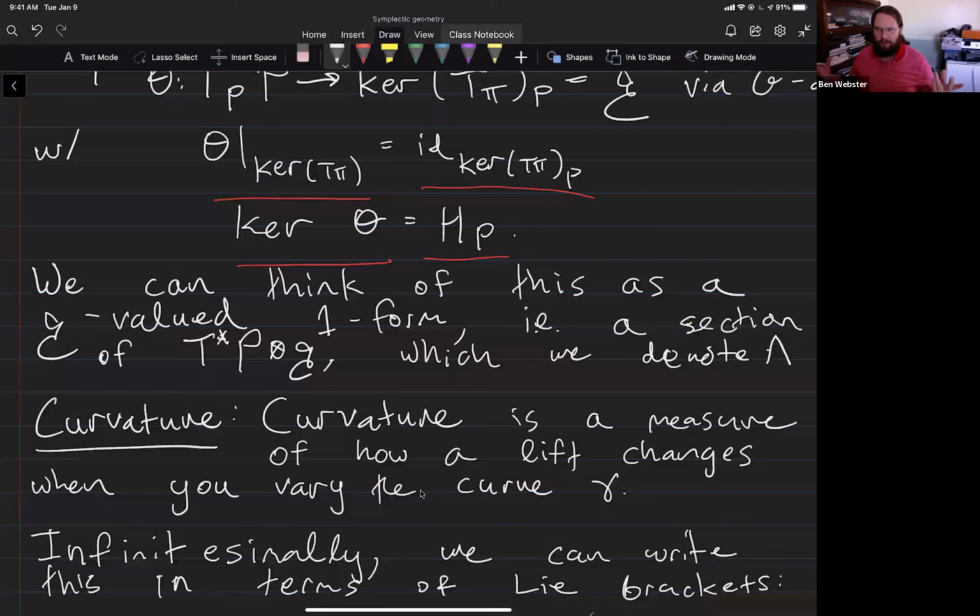And you'll often see connections defined as these 1 forms, but somehow, at least for me, if you don't already understand this Ehresmann definition, it seems very confusing.